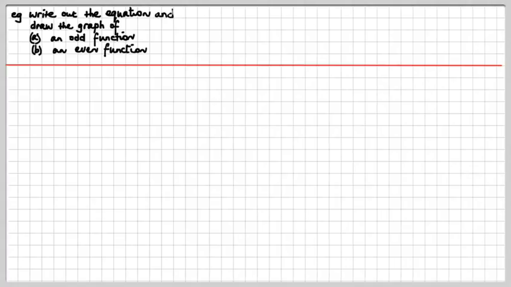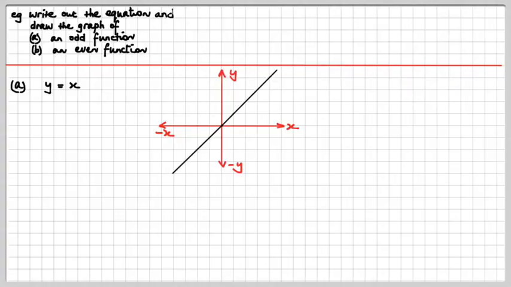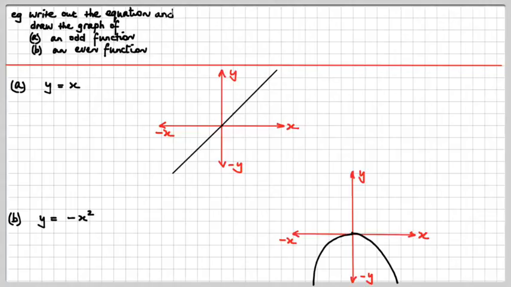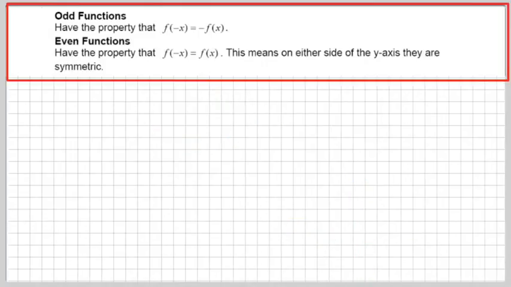Now, what do we have to do here? We have to write out the equation and draw the graph of an odd function and an even function. Wow, look, that's pretty easy, isn't it? I hope they ask us that in the exam. So if y equals x, that's a beautiful example, even if I do say so myself. That is odd, isn't it? It is odd. And this one here, we've got y is minus x squared. Yeah, that's a beautiful little even function, isn't it? Very, very nice. Is that all we had to do? Yes, that was pretty easy, wasn't it?